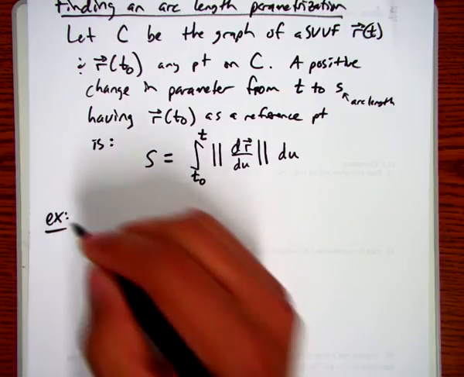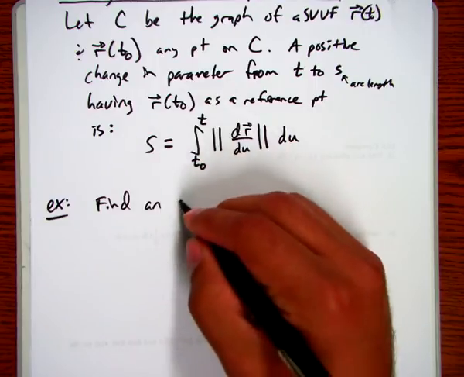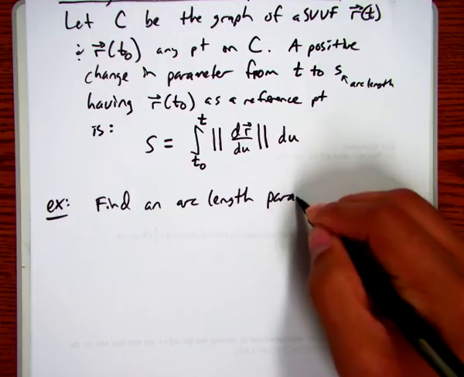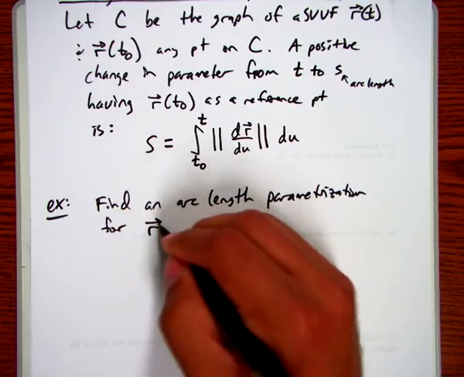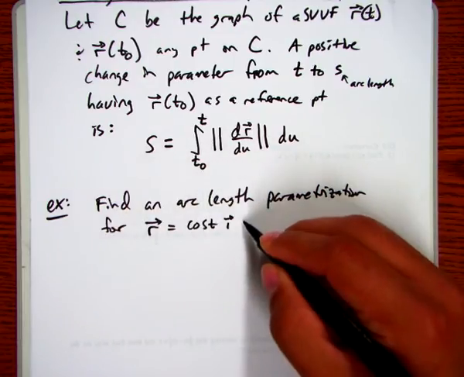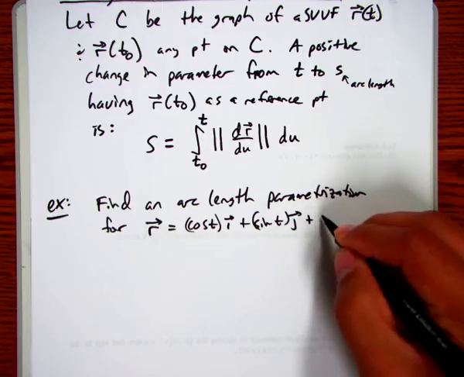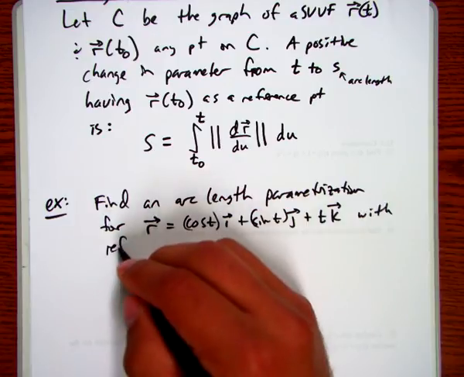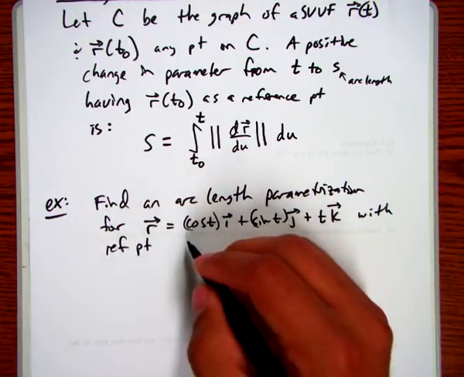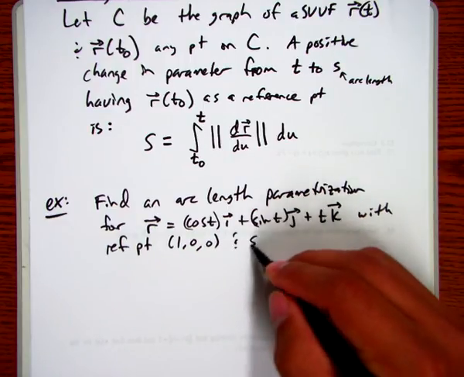So here's a pretty straightforward example. Find an arc length parameterization for r equal to cosine t i plus sine t j plus t k, with reference point (1, 0, 0) and same orientation.